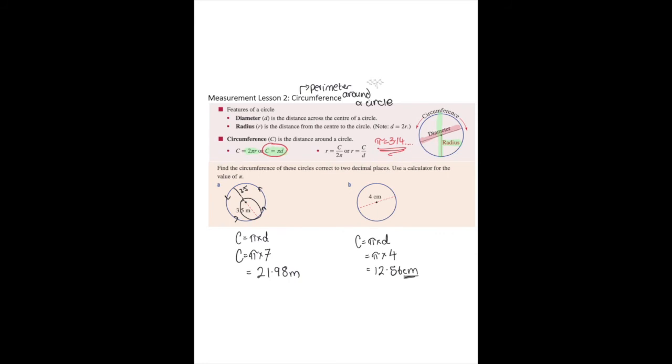So the main thing to know from this lesson is that circumference is the distance around a circle. The diameter is across the circle, crossing the middle, and radius is half of that distance, so from the middle out. So if you want to change a radius to a diameter, you just times it by 2.